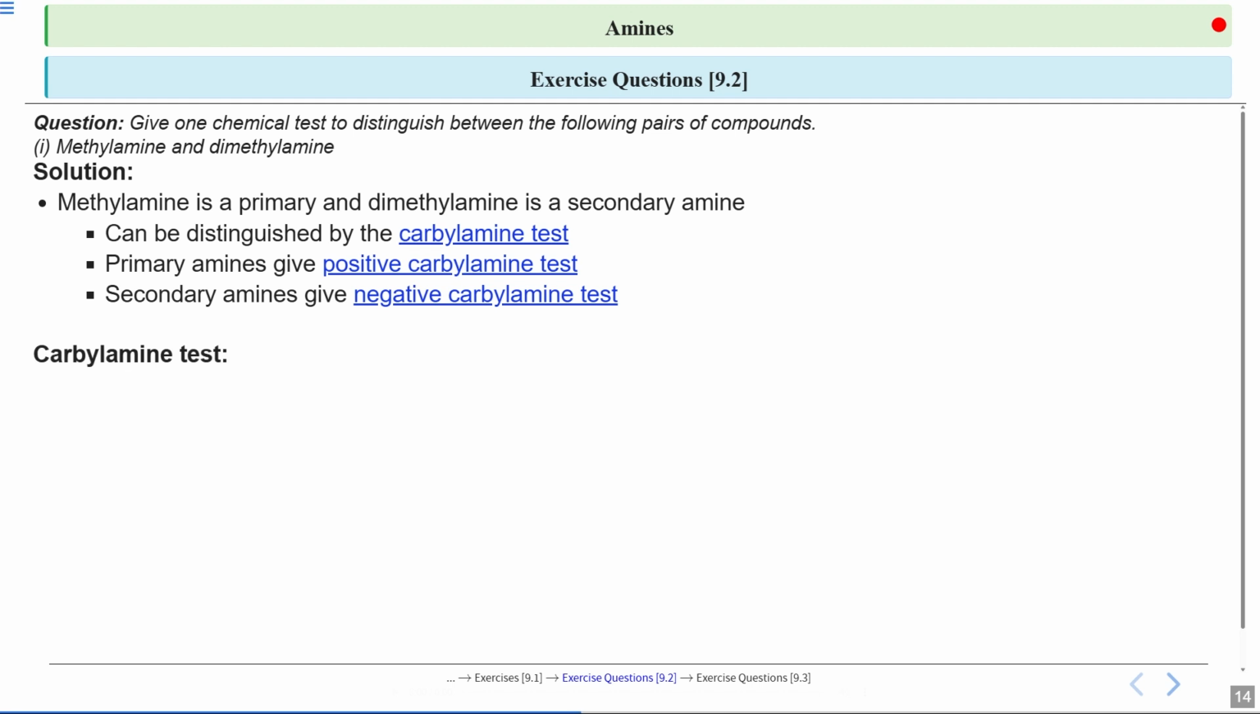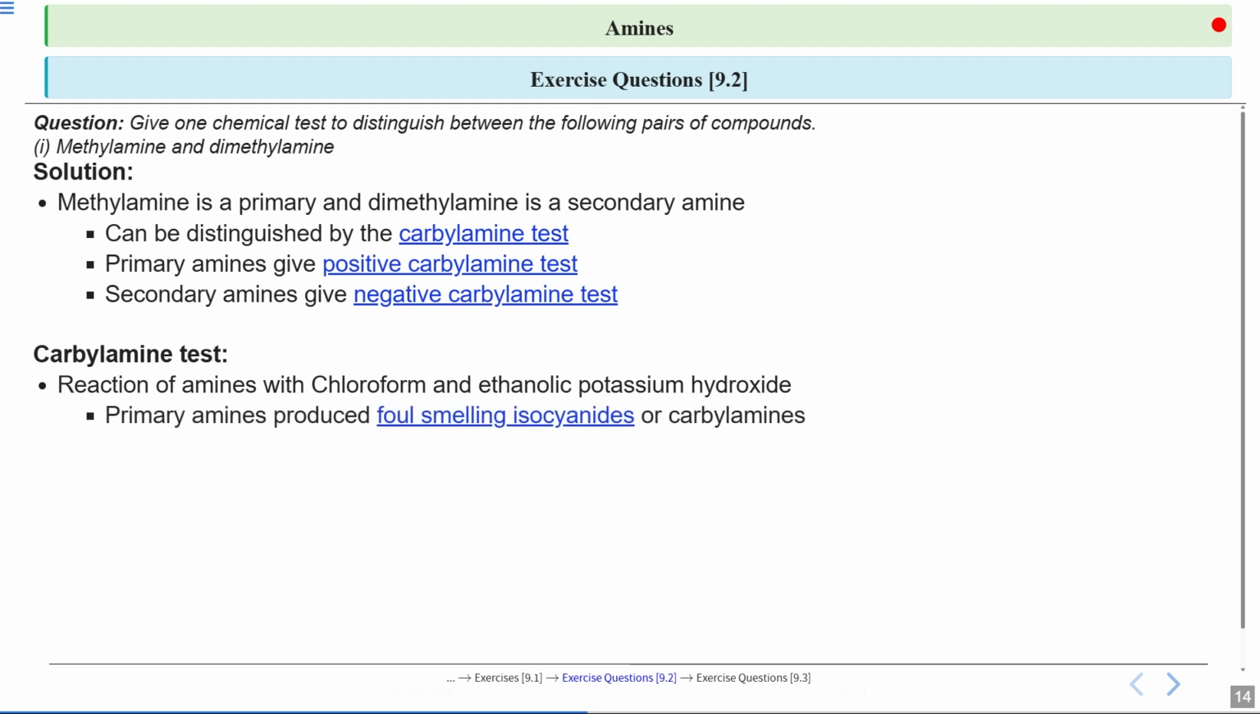So if we talk about the carbylamine test, it is a reaction of amines with chloroform and ethanolic potassium hydroxide. Primary amines produce foul smelling isocyanides, or we can call them carbylamines, whereas secondary and tertiary amines do not react. This happens because they lack the necessary hydrogen atoms on the nitrogen atom which are required to form the unstable isocyanide intermediate. So this test is specific for primary amines.